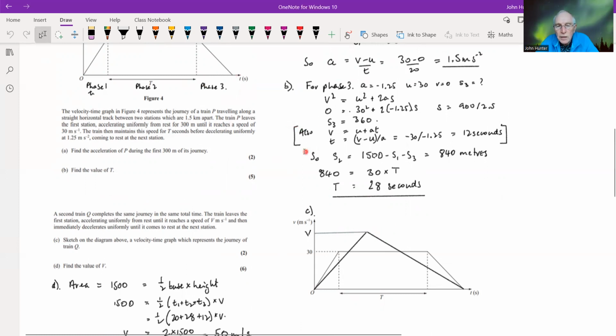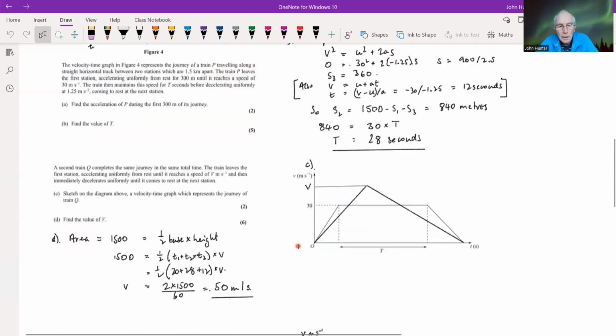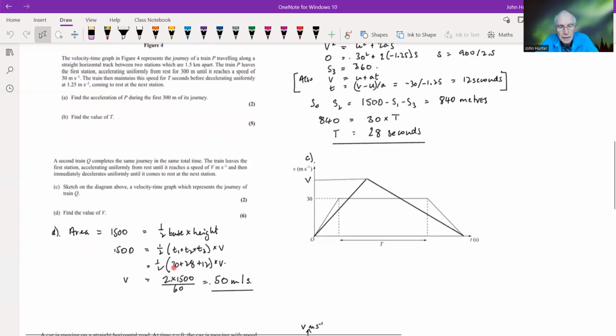So this is where we nip back up here into this bit, and we can apply to phase 3 this Suvat equation. The final velocity, which is 0, is equal to the initial velocity, which is 30, plus the acceleration, which we know to be minus 1.25 times the time, and that will give us the time. So we can work out the time for phase 3 from that, and that's 12 seconds. So quite simply, we can put this all together. The total time is this 60 seconds. That's 20 plus 28 plus 12, that's 60 altogether. And if we work that through for big V, then we find that V is equal to 50 meters per second. So that is how we've done that.